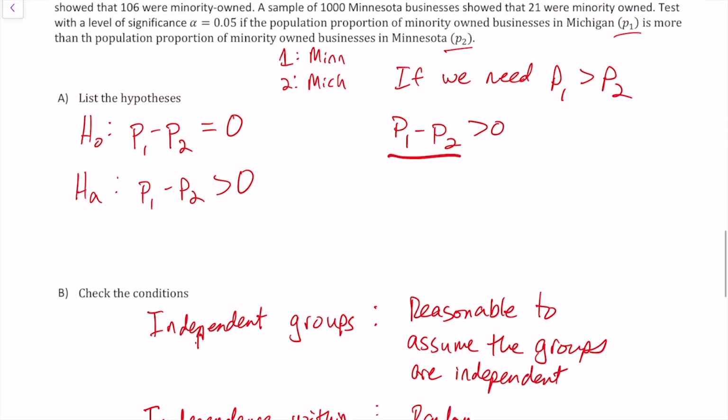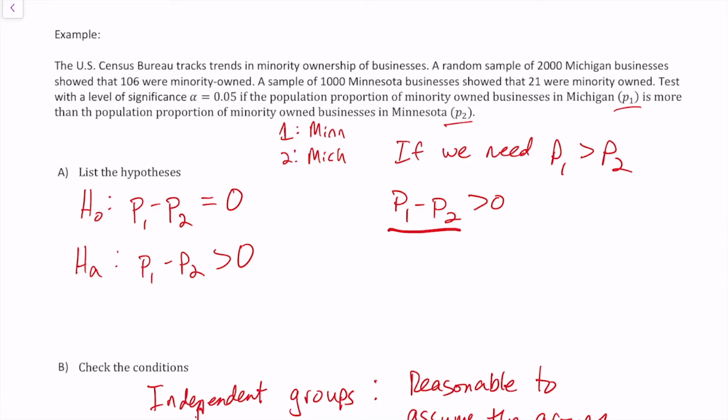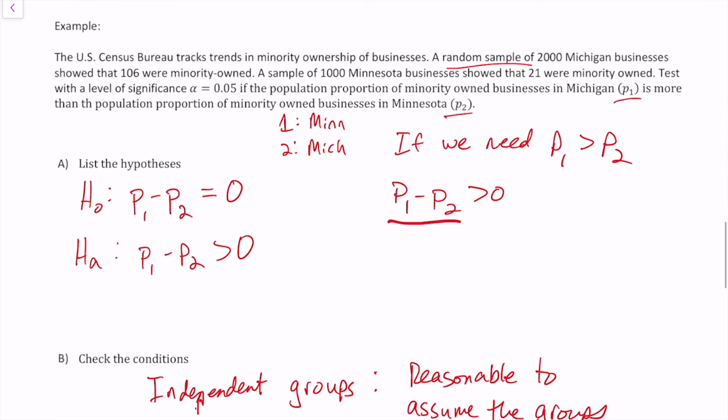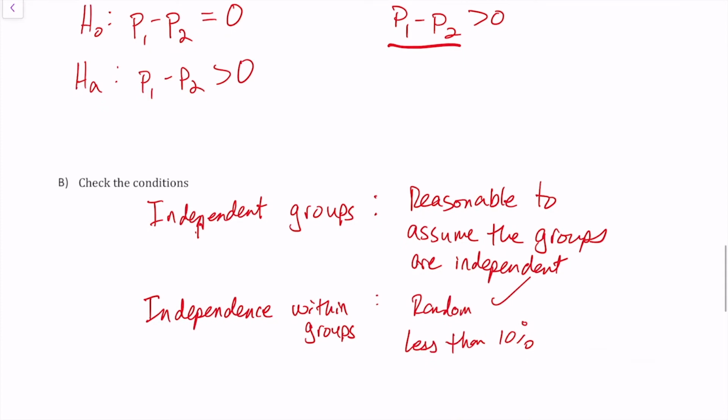Random. Well, they told us already that there was a random sample, right? So random sample means we have the random condition met, less than 10%. And then less than 10%, we're talking about 2,000 Michigan businesses in the entire state of Michigan, and 1,000 businesses in the entire state of Minnesota. Those are certainly far fewer than the possible total amount of businesses in each of those respective states. Therefore, the less than 10% condition is met also.